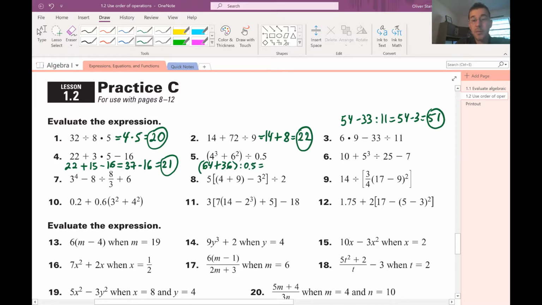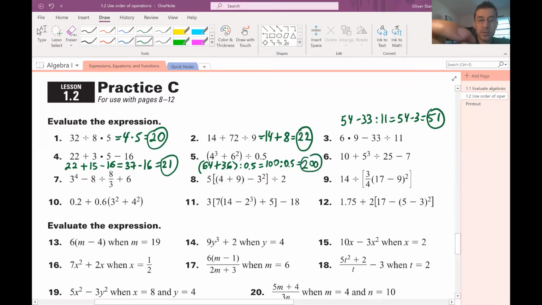Now we do the grouping first. 64 plus 36, which is 100. So 100 and then divided by 0.5. What is 100 divided by 1? It's 100. But this is 1/2, so it's times 2. So it's 200. Okay, so 200 is the answer, and I'll show you why.